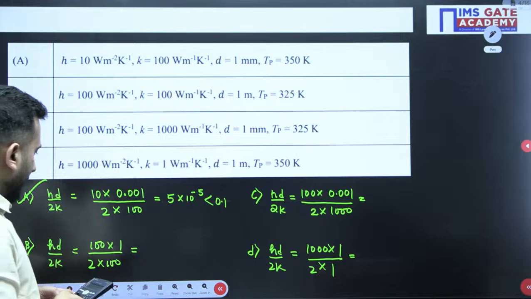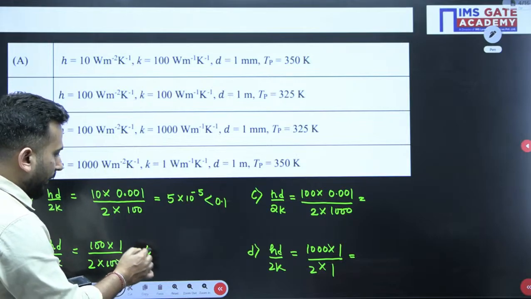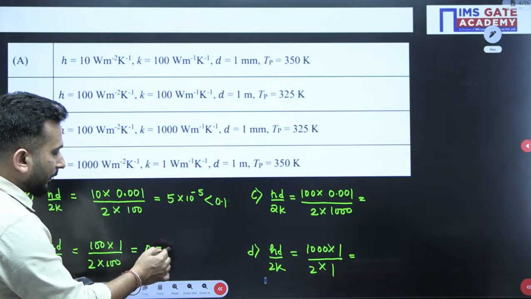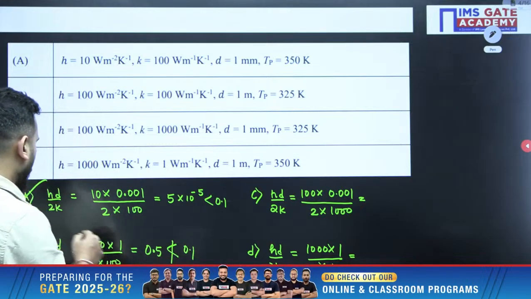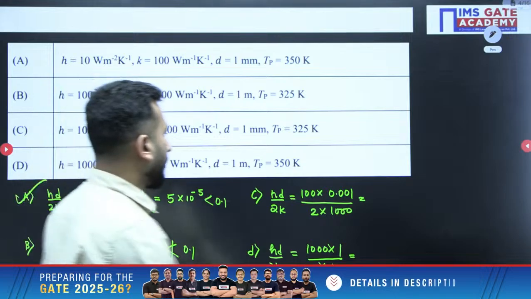For the second case it is 0.5. So no, it is not valid. It is not less than or equal to 0.1. So this is not the answer. B will not be the answer.